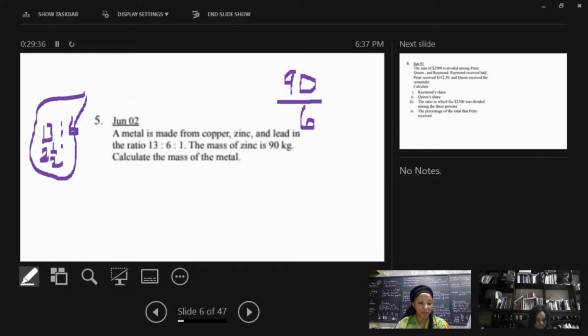What would you have done from there? Then multiply 13 by 2.5, since 1 unit is 2.5. And you'd get what? 13 times 2.5 is 32.5. And then what?